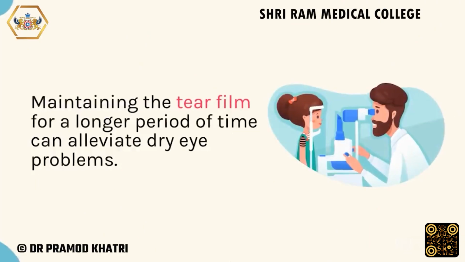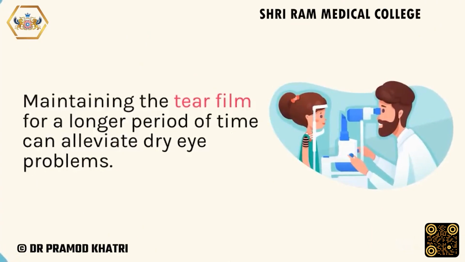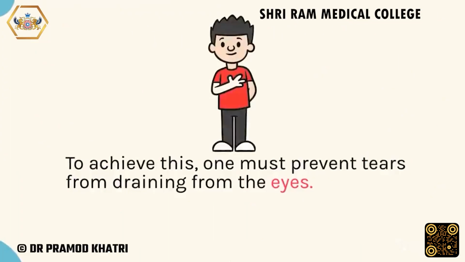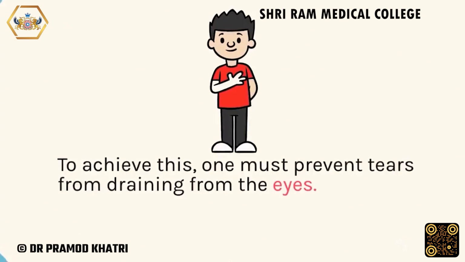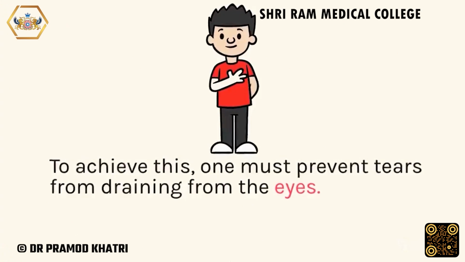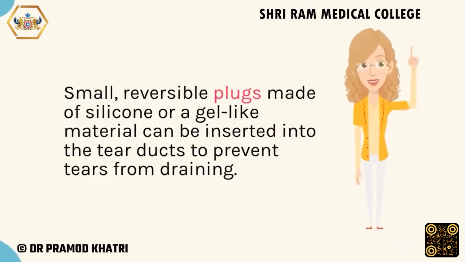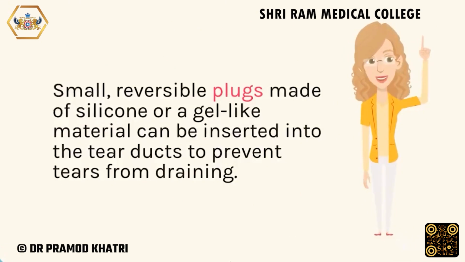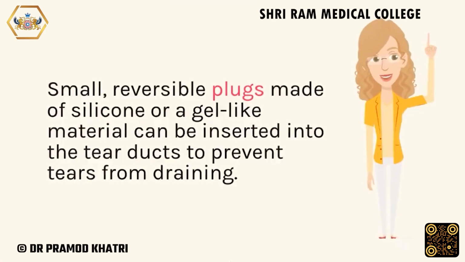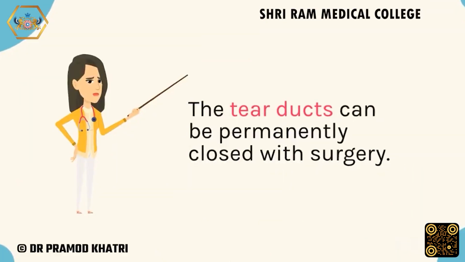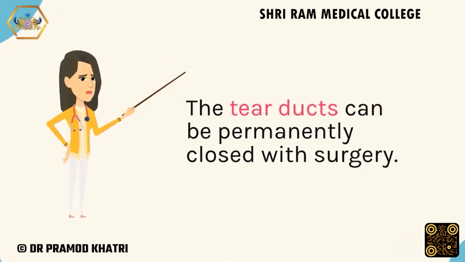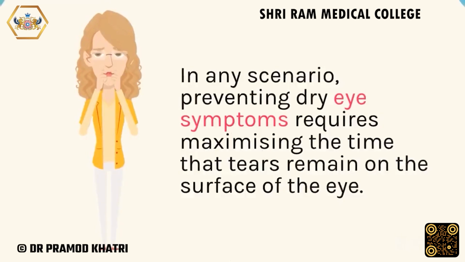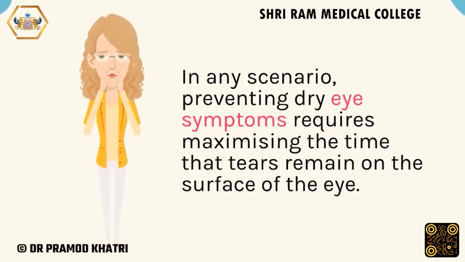Maintaining the tear film for a longer period of time can alleviate dry eye problems. To achieve this, one must prevent tears from draining from the eyes. Small, reversible plugs made of silicone or gel-like material can be inserted into the tear ducts to prevent tears from draining. The tear ducts can be permanently closed with surgery. In any scenario, preventing dry eye symptoms requires maximizing the time that tears remain on the surface of the eye.